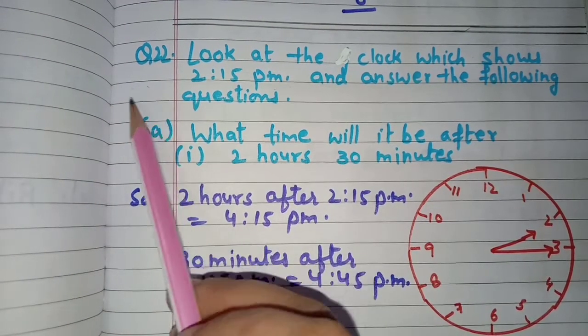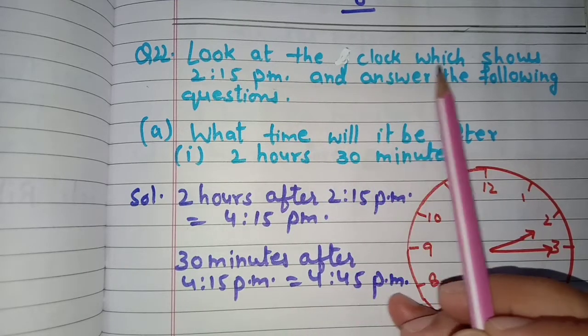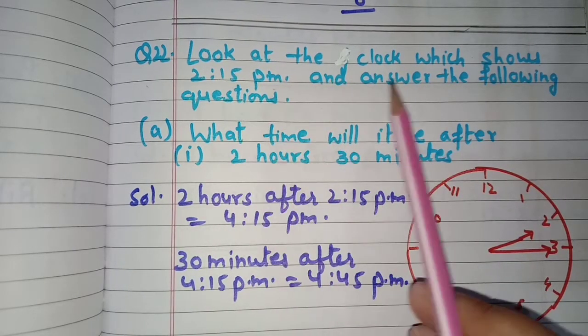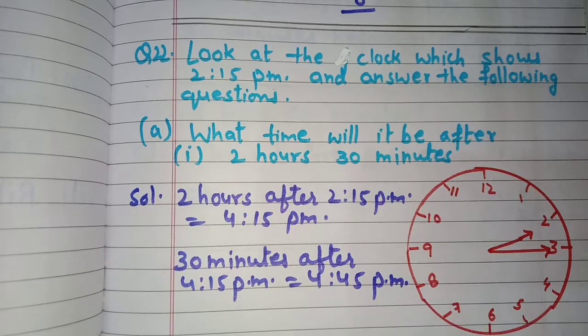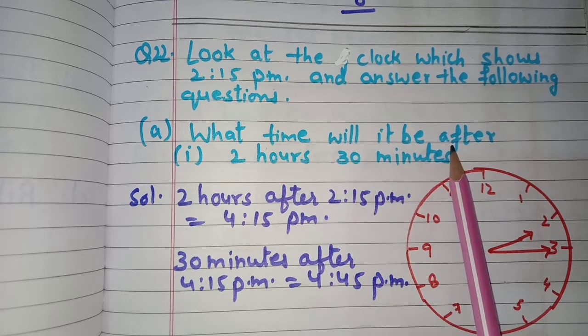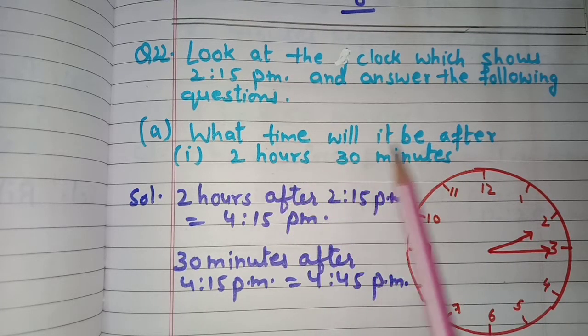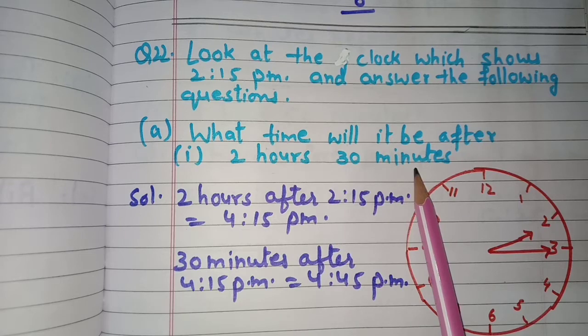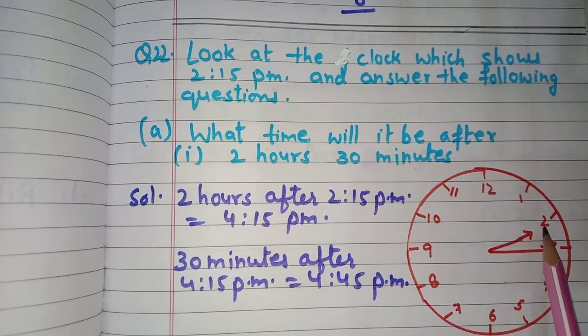Question number 22. Look at the clock which shows 2:15 p.m. and answer the following questions. Now here is the clock and the time is 2:15. So what time will it be after 2 hours 30 minutes? So if right now the time is 2:15 p.m., after 2 hours and 30 minutes, what will be the time? This is what we need to find.